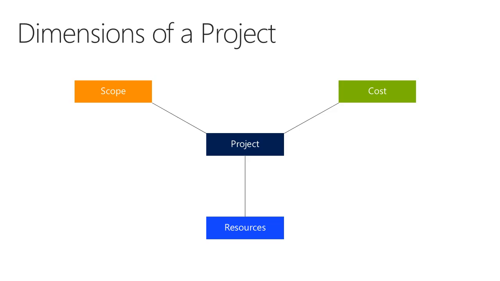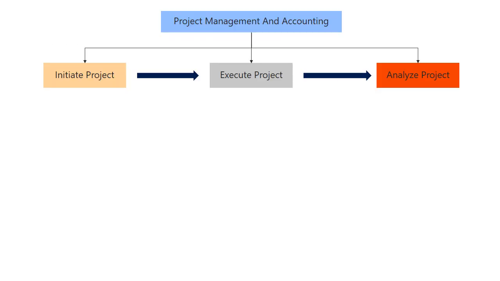Whatever the name, these projects all involve resources, schedules, and costs, and the project management and accounting module in Dynamics AX can help the planning, execution, and recording of these projects. Let's review the life cycle and key processes of a project as it relates to Dynamics AX. If you're looking at the screen, you can see that we have three primary phases: initiation, execution, and then the analysis of the project.